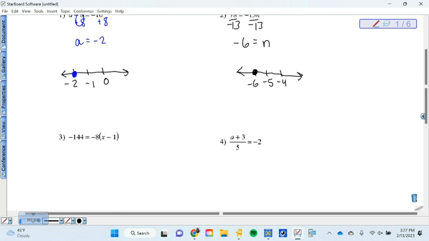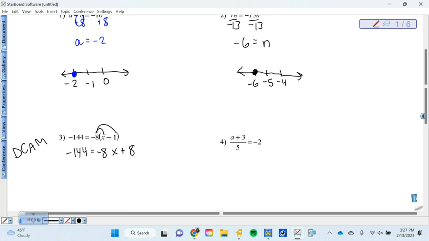Let's look at number 3. What do you think I need to do first in number 3? Yeah, we want to distribute, right? This is one of those don't call after midnight problems. We distribute first. So my negative 144 just stays the same. What's negative 8 times x? Negative 8x. What's negative 8 times negative 1? Yeah, positive 8, right? So plus 8.